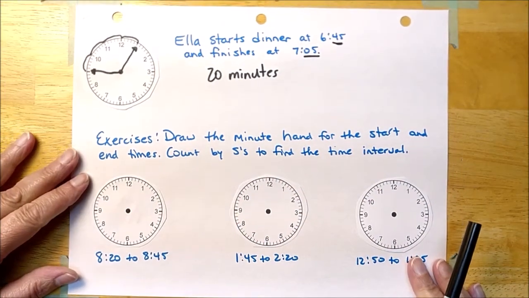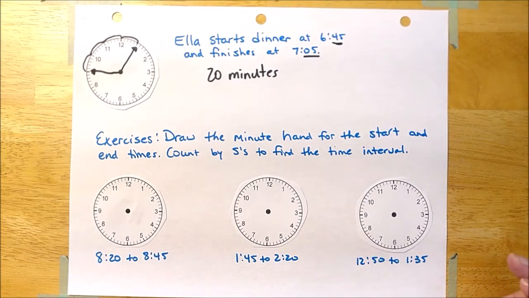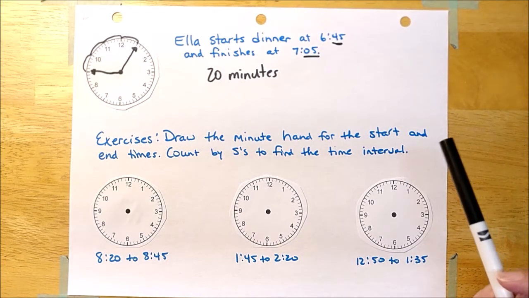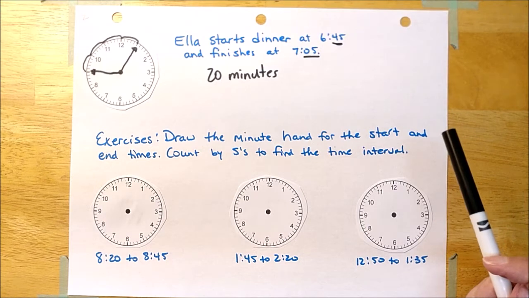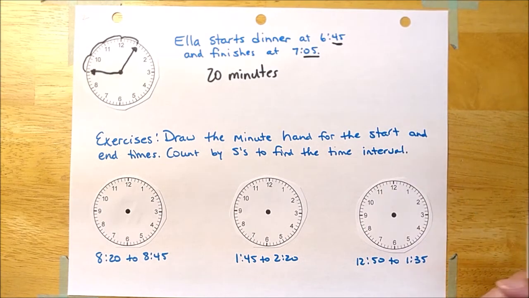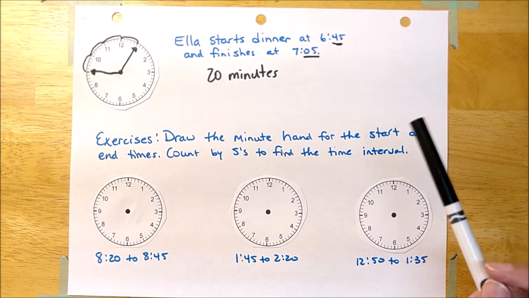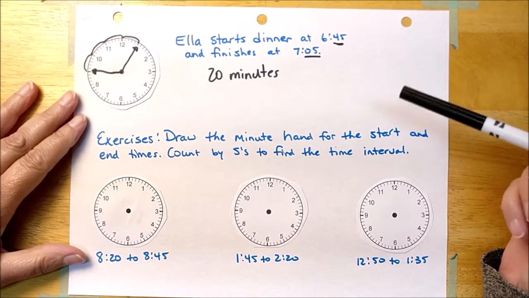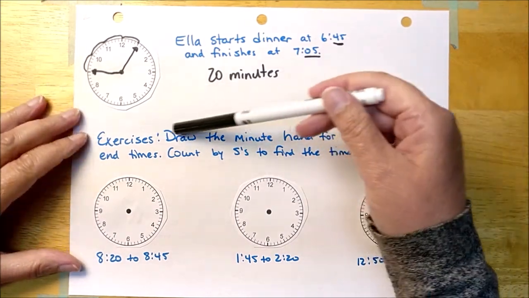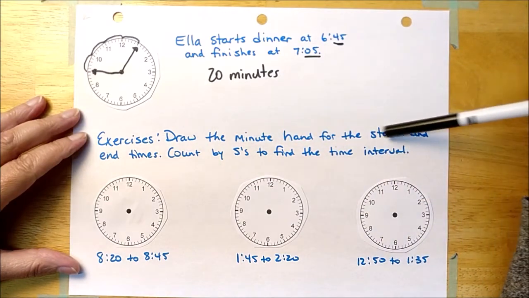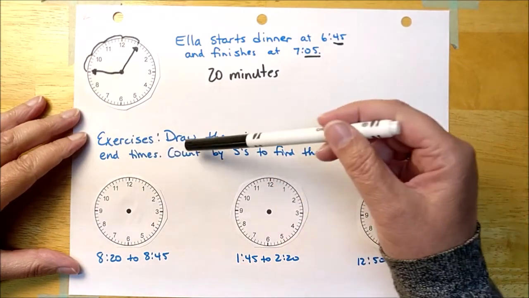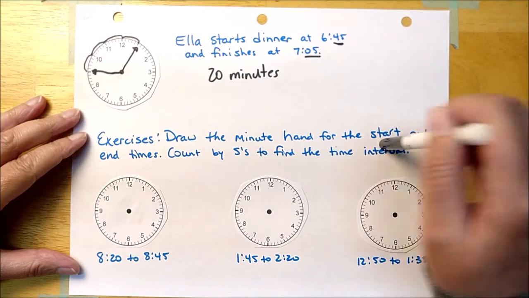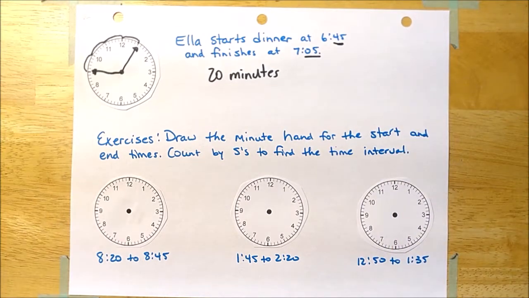So this is what you're going to do. I'm going to send an extra sheet along so you have clocks so you can do some of the work on clocks. I'll put that in the lesson, so before you come to watch the video, make sure you run off that clock. You're going to draw the minute hand from the start and end times and then count by fives to find the minute intervals. See if you can do that, and then we'll check to see if you're right. So pause.